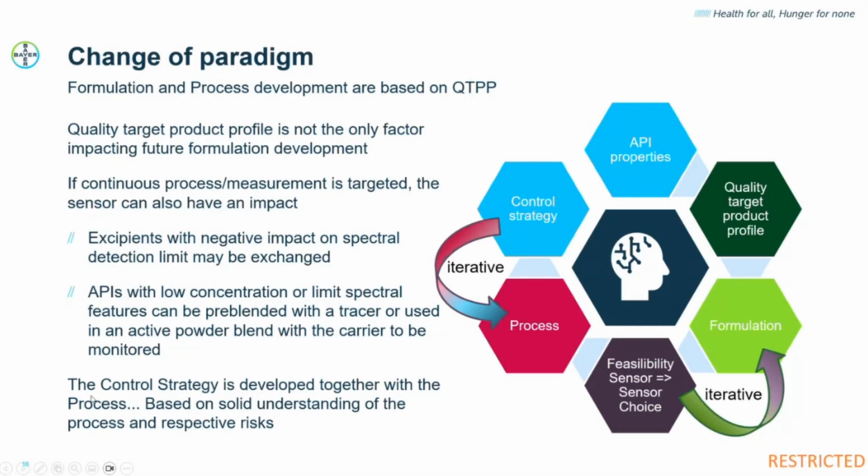So altogether, the control strategy should be developed together with the process, and it should be based on solid understanding of process and respective risks. So for me, the control strategy constraints have a major impact.